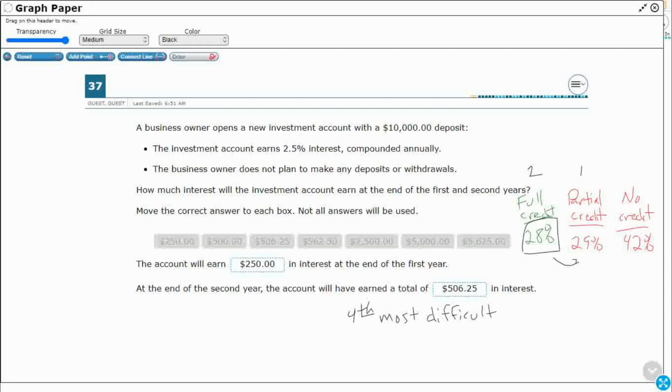Right, we have 7 different options to choose from. But really, once we found that first A was going to be that 10,250, not finding that answer, I think might have caused some of us to wonder what in the world is going on, and having to realize, oh, I need to take the principal away because I'm just looking for the interest.